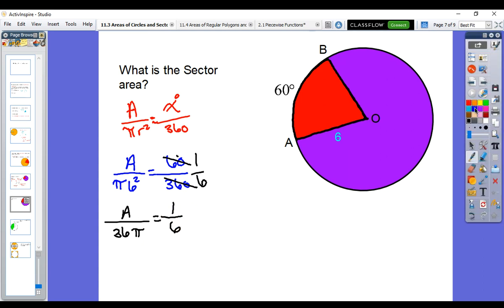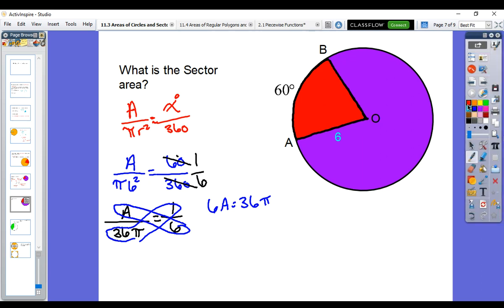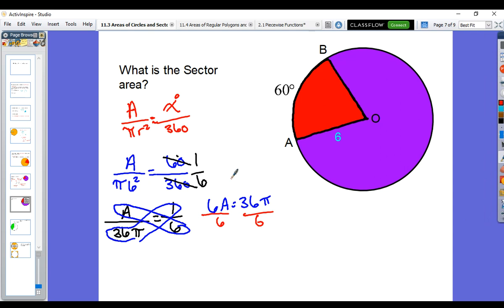This is where the magic happens, y'all. Once we have this set up and everything simplifies as much as we can, we are going to cross multiply. So A times 6 will be equal to 1 times 36 pi. So A times 6 is 6A. That's equal to 36 pi. We'll then go ahead from there and divide both sides by 6 to get our area isolated. That cancels. We get A equals 6 pi.